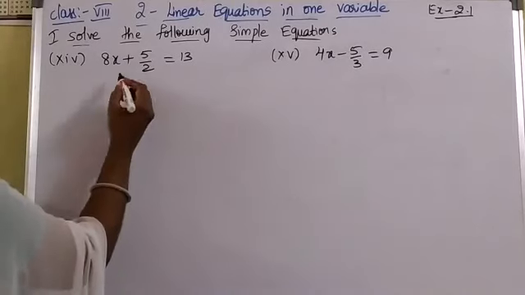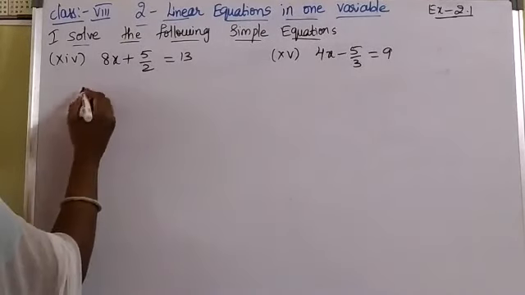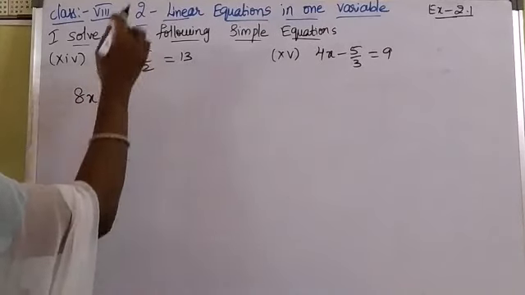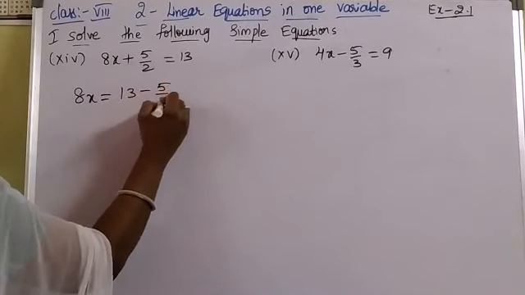Coming to the next one, 8x + 5/2 = 13. Here, what is the variable? x. So 8x I am writing here. I want to take this + 5/2 to that side, so it will become - 5/2. So 13 - 5/2, right?